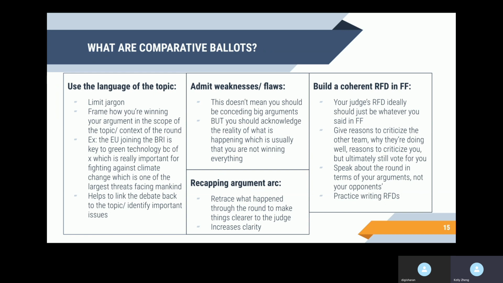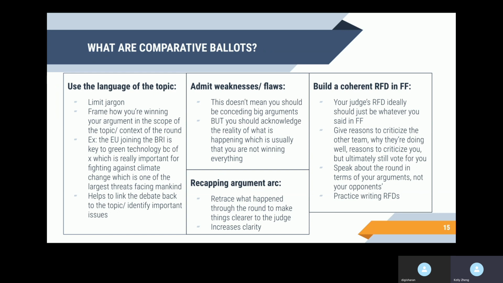So this sort of argumentation, as opposed to saying that we outweigh on uniqueness, is better because it helps link the debate back to the topic and identify important issues the judge should be paying attention to. And this also can be expanded into comparative analysis, explaining why the other team doesn't link into, I don't know, green technology and why they don't solve for the problem of climate change as well as you do.